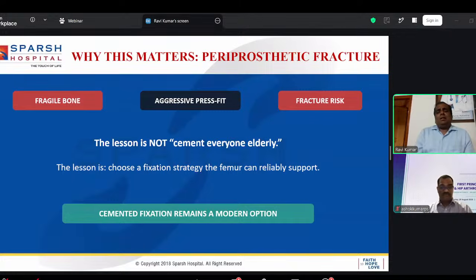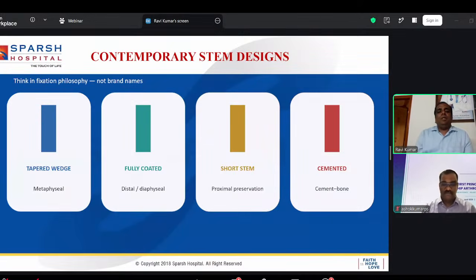So the lesson is, we should not cement everyone who is elderly. It is to choose a definitive fixation strategy which helps for reliable fixation. Cemented fixation still remains a good modern option in various types of femurs. So the stem design should be based on tapered wedge, and whether it is fully coated or a short stem, or whether it is cemented or not cemented.